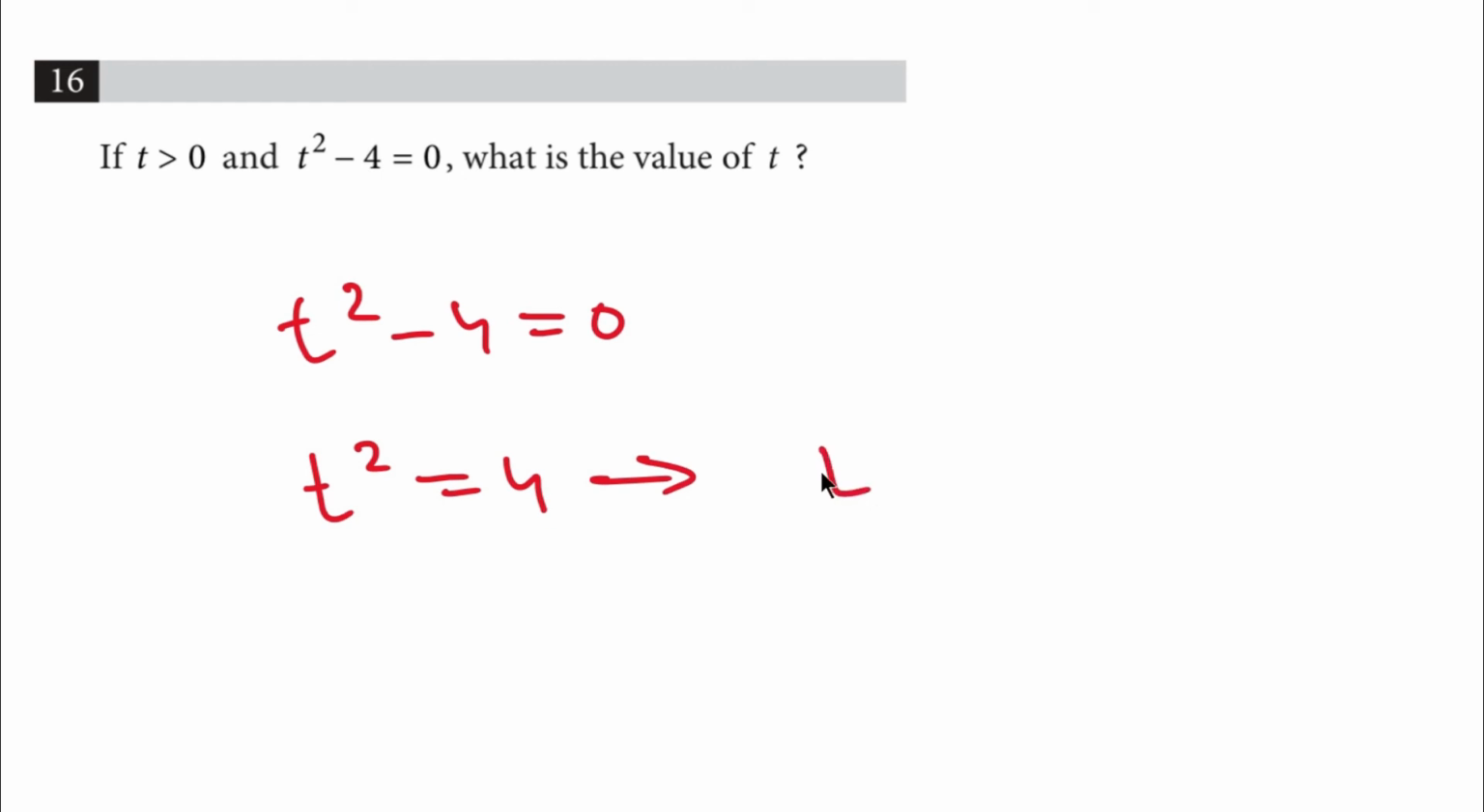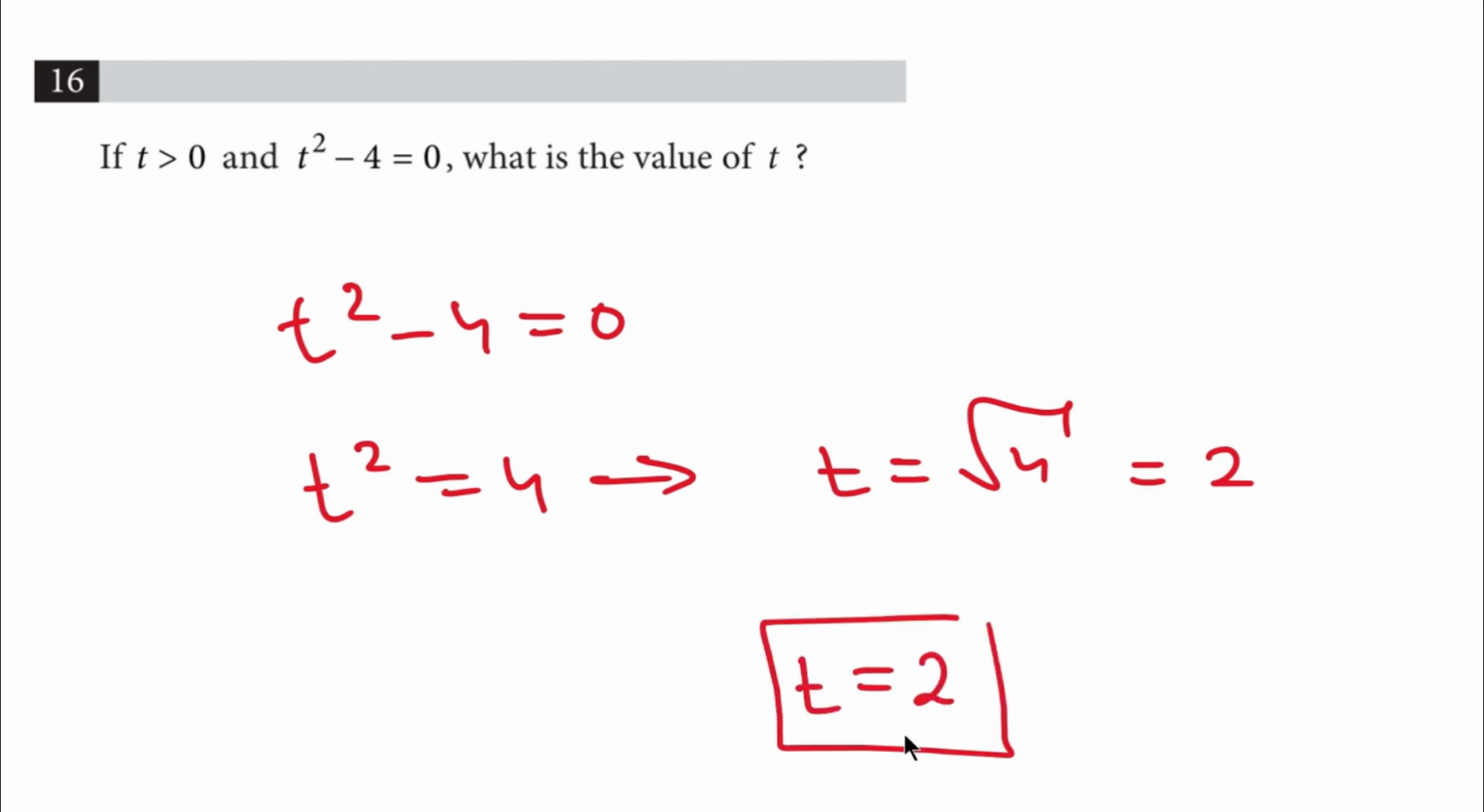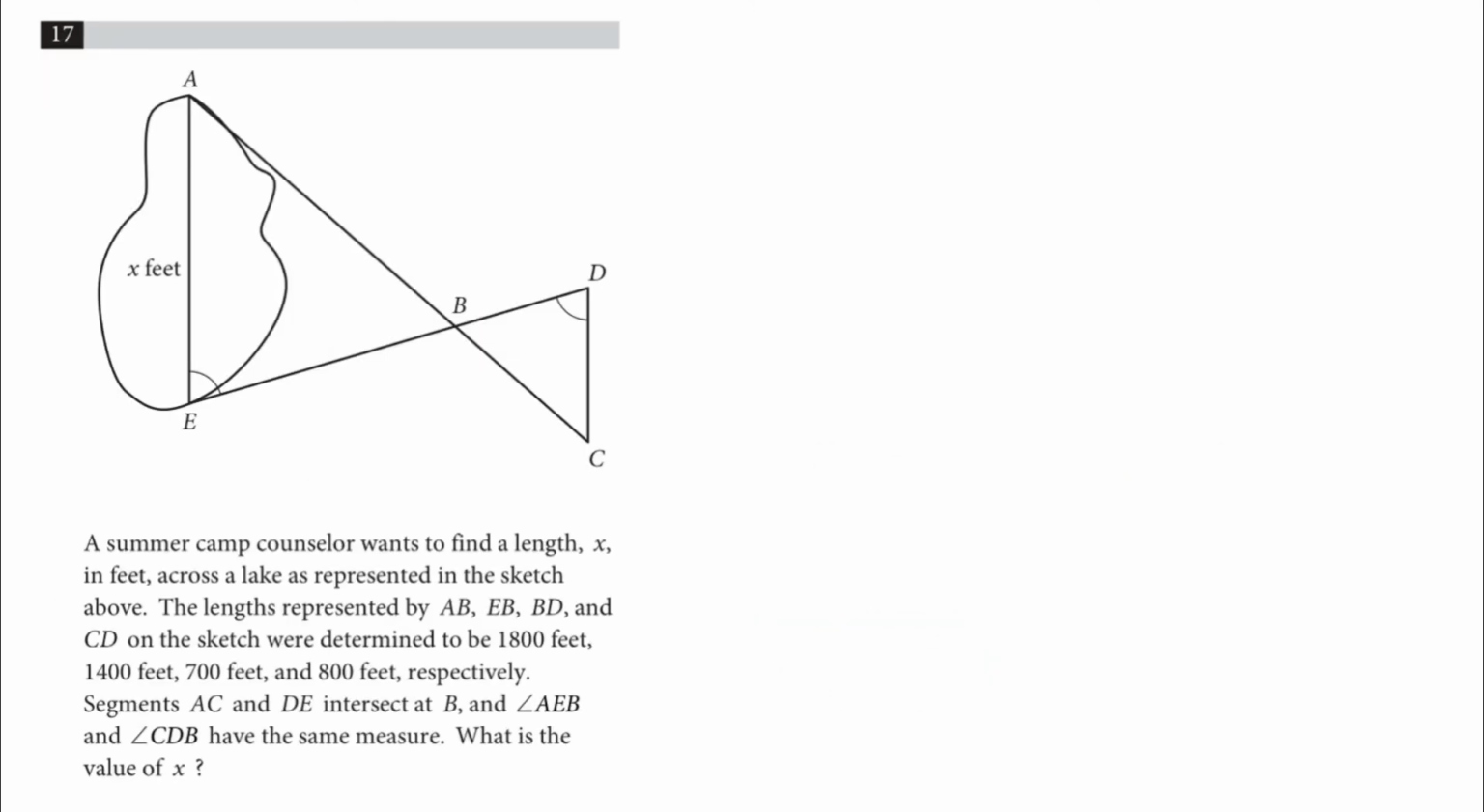And therefore, t is equal to square root of 4, which is actually 2. So the correct answer is t is equal to 2. This is a simple problem, and leaving this on the real exam would be a shame. Now let's move to the next one.